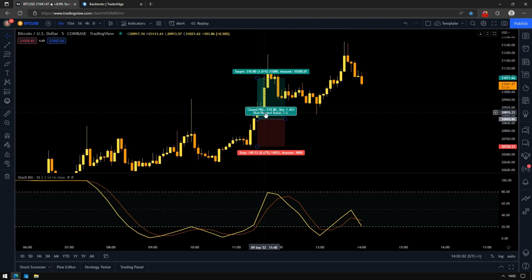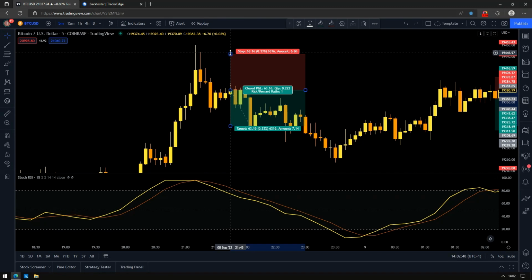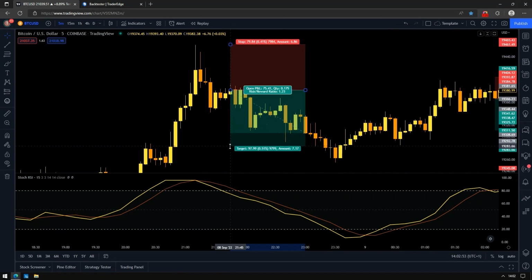So for a sell, we wait until price is in the overbought area and above this white line, and then when it crosses back below this line and closes, then we enter a sell. Set our stop loss to the recent swing high, target 1.5 times the risk.